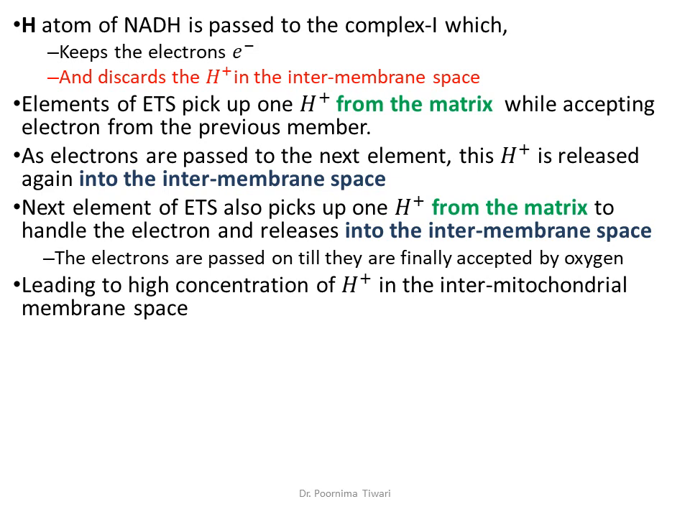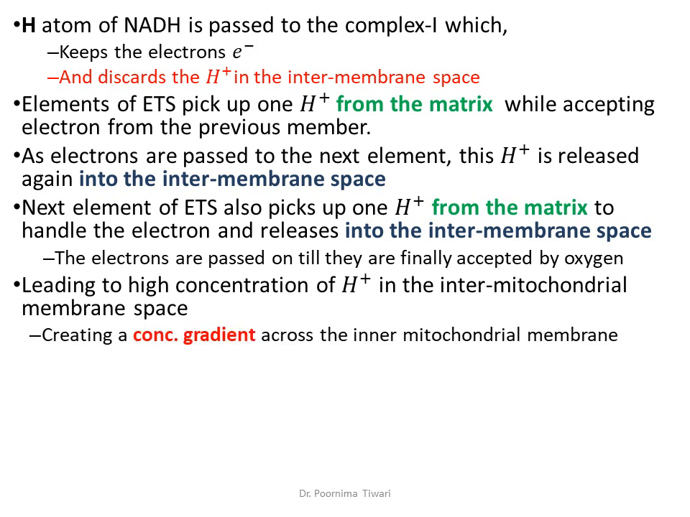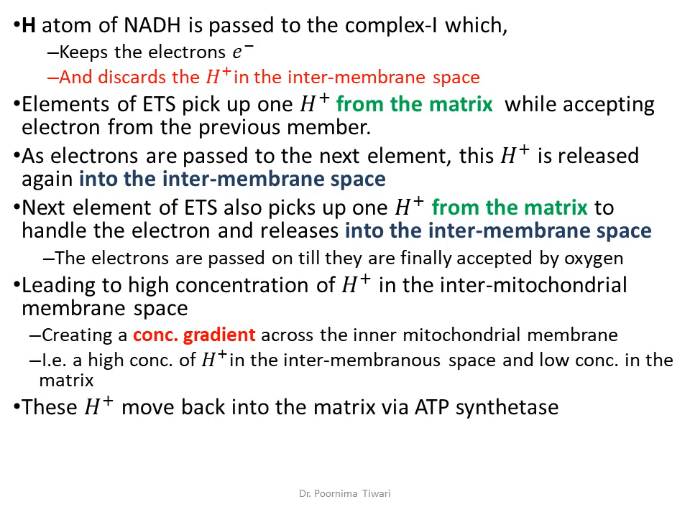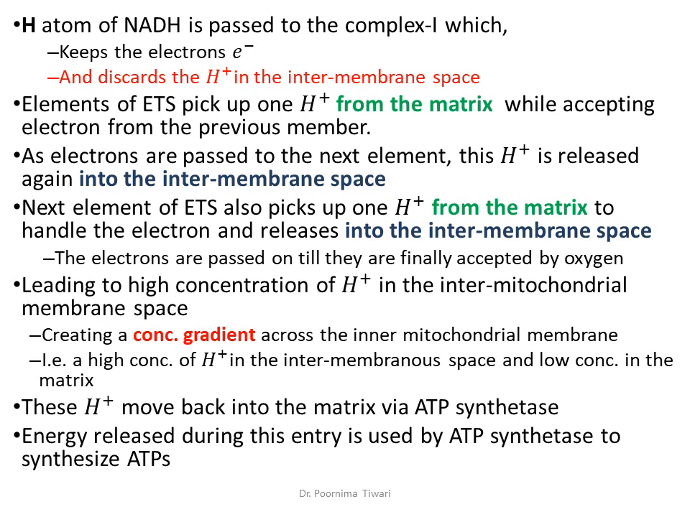This procedure leads to a high concentration of H ions in the intermembrane space. So a concentration gradient is created across the inner mitochondrial membrane, that is a high concentration of H ions in the intermembrane space and a low concentration of H ions inside the matrix. So these H ions move back into the matrix via ATP synthetase. Energy released during this entry is utilized by ATP synthetase to synthesize ATPs. This is a story which we will explain further by using animation.